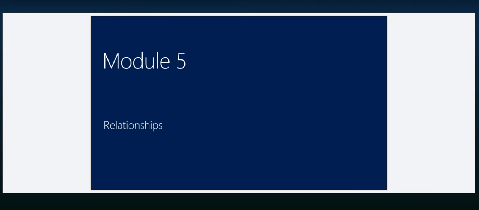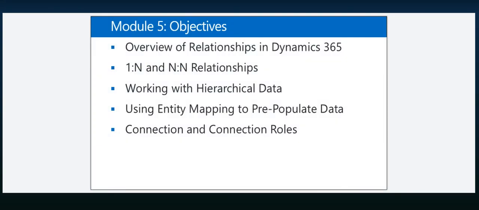All right, so let's look a little bit at the relationships and get a good overview of different relationships and the one-to-many and many-to-many relationships in Dynamics 365, and we'll look at working with hierarchical data as well as using the entity mapping. We talked a little bit about entity mapping earlier when we were talking about the option sets and having to map local option sets manually instead of using a global one.